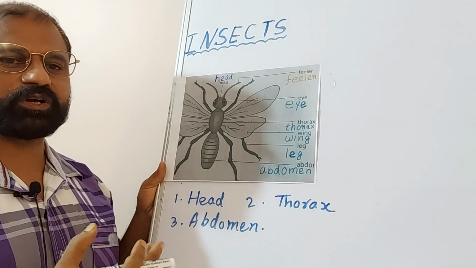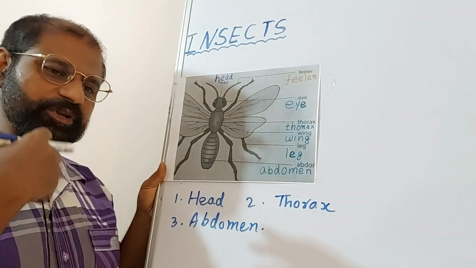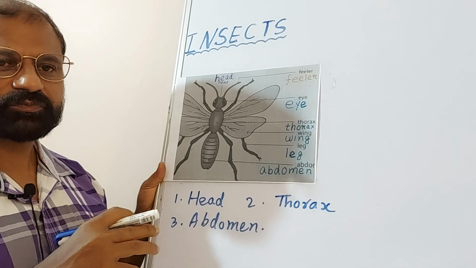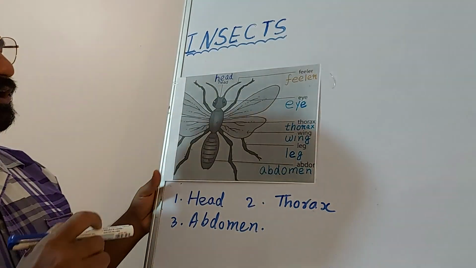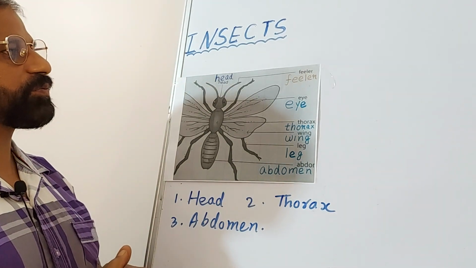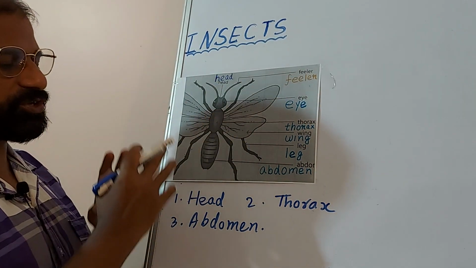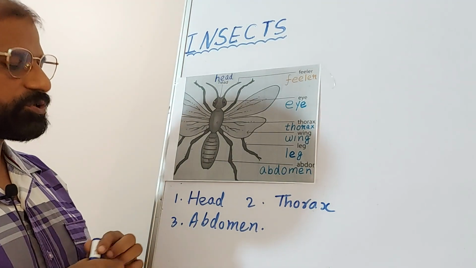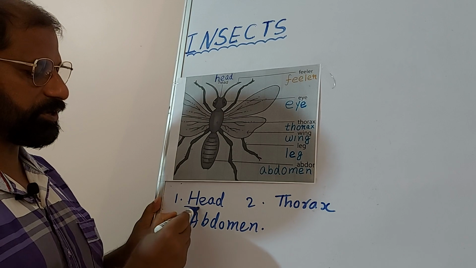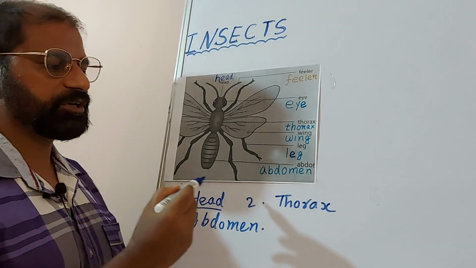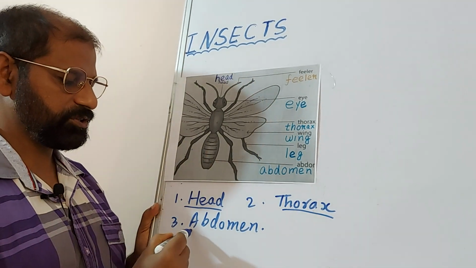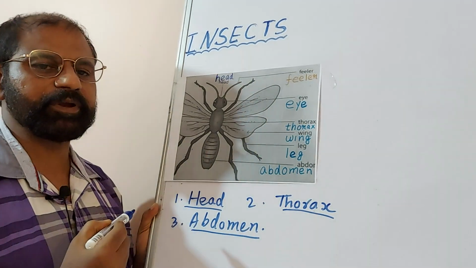Insects are helpful to us. Some insects are helpful, some are harmful. Now, when we observe an insect, we can see the body of the insects is divided into three parts. First is known as head, second is known as thorax, third is known as abdomen.